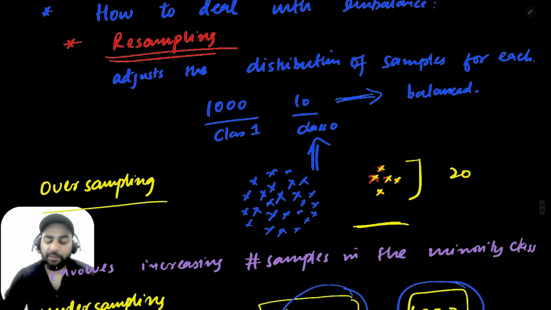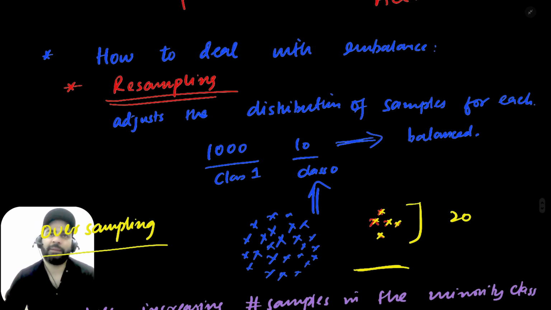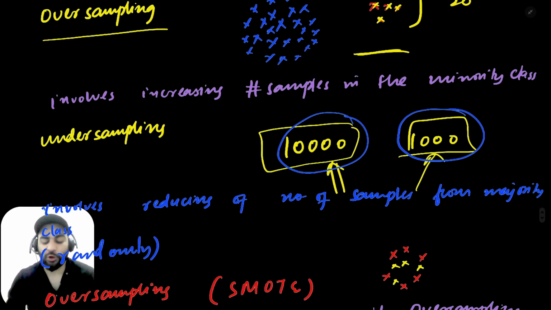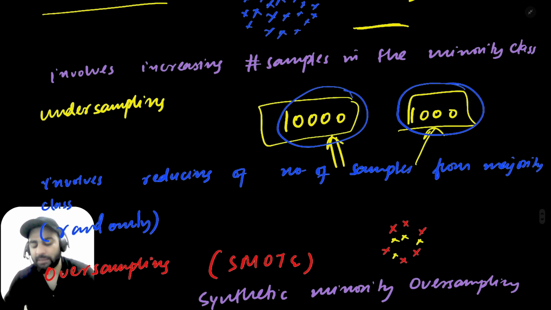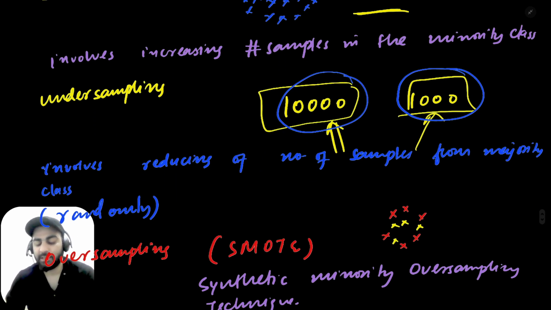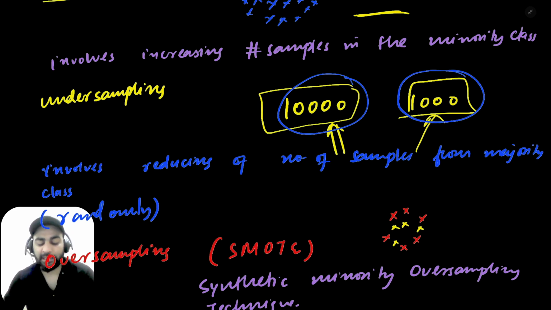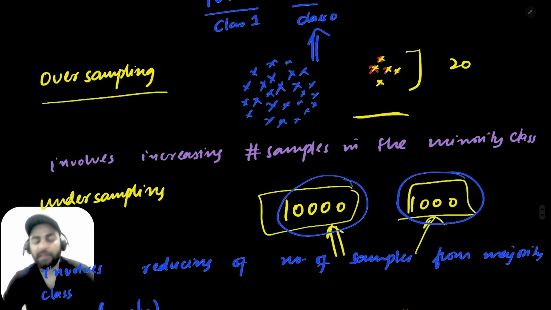The first way to deal with the imbalance was to create a balance in the data set. So how did we do that? We resample the data set and adjust the distribution of the samples for each class. The two techniques that we saw were oversampling and undersampling. In undersampling, we undersampled the majority class, so that if there are more samples of the majority class, we sample roughly the number of samples which are there in the minority class.